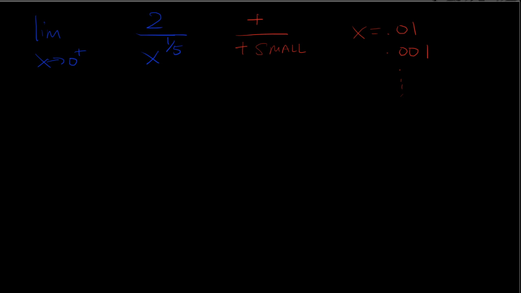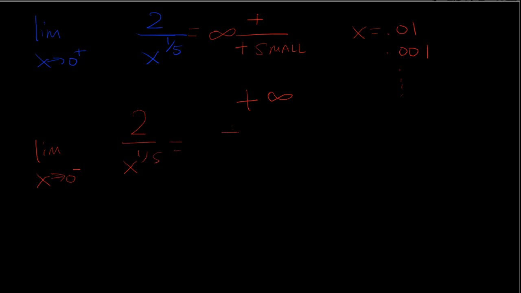We know positive divided by positive is going to be positive, and any number divided by a super small number is going to go to infinity. So this limit goes to infinity. Let's compare that to if we have a limit as x approaches 0, but this time from the left of 2 over x to the 1/5 power.